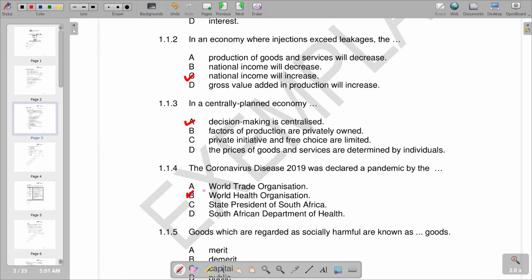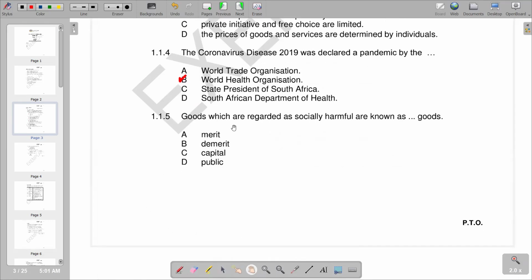Then moving on to 1.1.5, it reads: goods which are regarded as socially harmful are known as dash goods. We've got merit and demerit, capital, public. But the correct response there is demerit. Remember, whenever we have a demerit good, it is a good or service whose consumption is considered unhealthy, or we can say that good is socially undesirable. So that is what we have. That makes demerit the correct response.